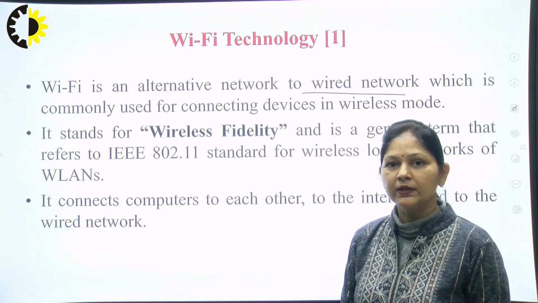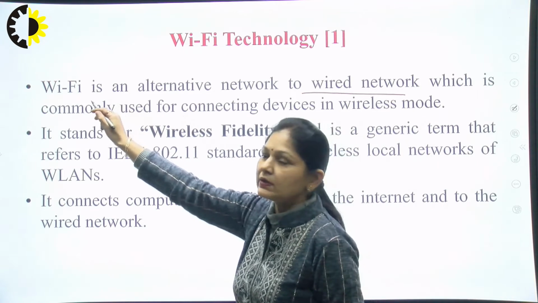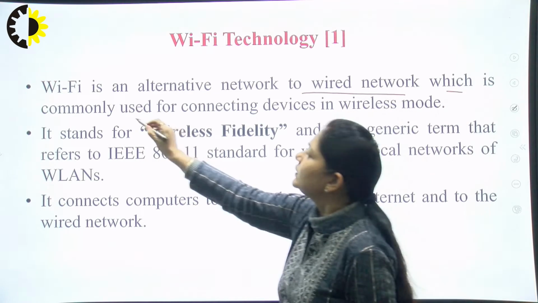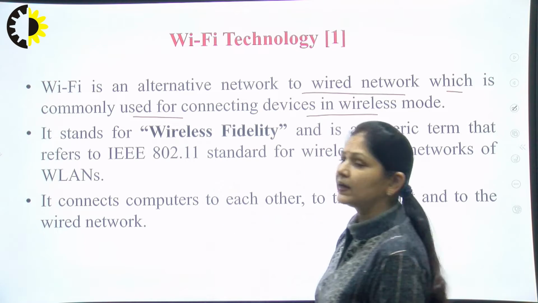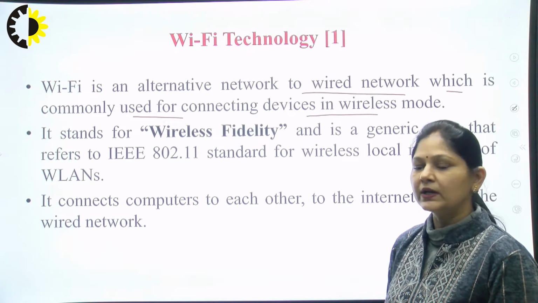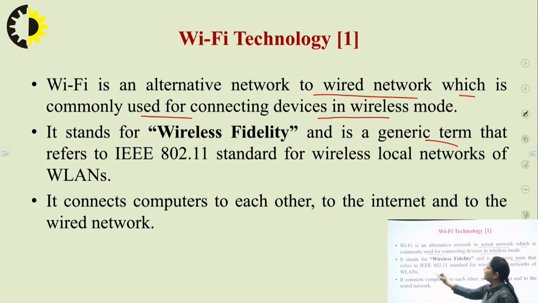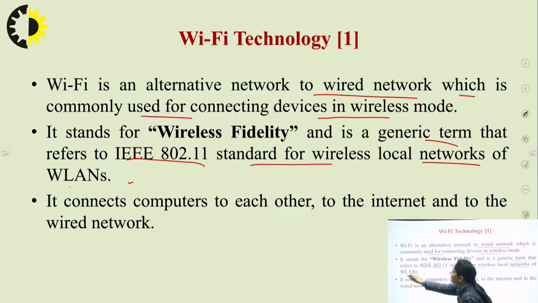Generally, we make use of wired, and Wi-Fi is a wireless network, which is commonly used for connecting devices in a wireless mode. It stands for wireless fidelity. That is the full form of Wi-Fi, and it is a generic term that refers to IEEE 802.11. So the technical term for the standard is IEEE 802.11. But as we are connecting the devices in a wireless mode through this protocol, we also call it Wi-Fi or wireless fidelity for wireless local networks or WLANs. So the IEEE 802.11 standard is for WLANs.